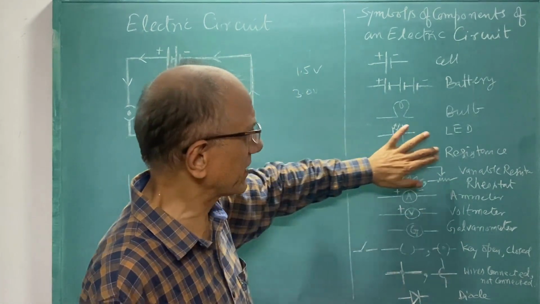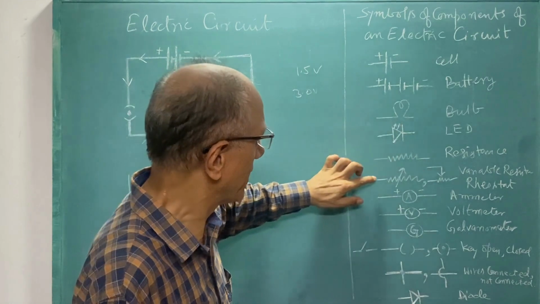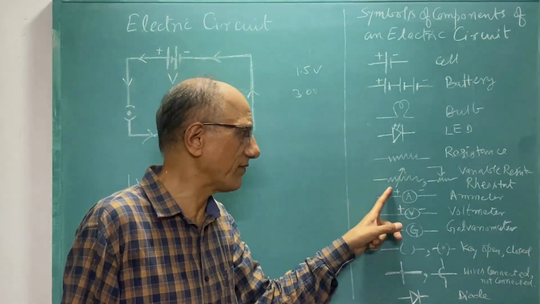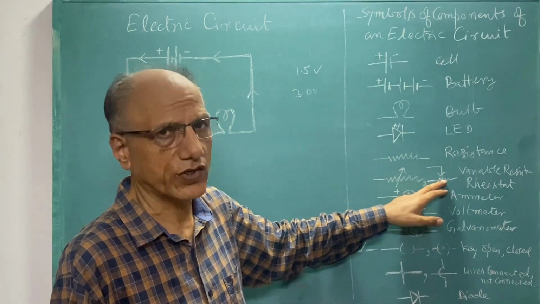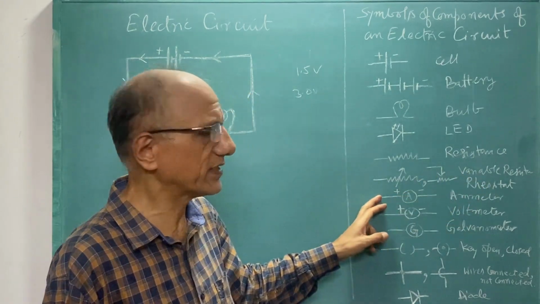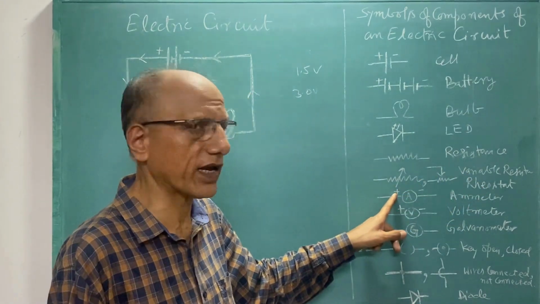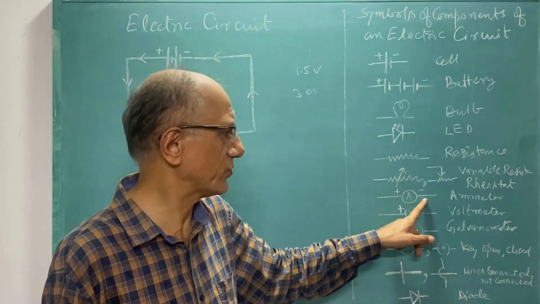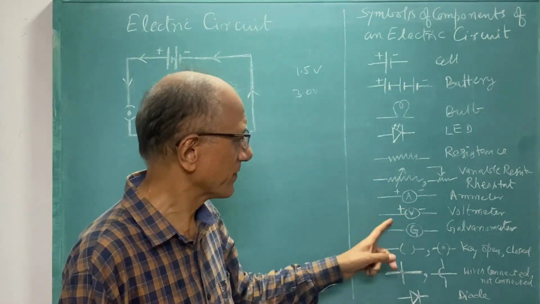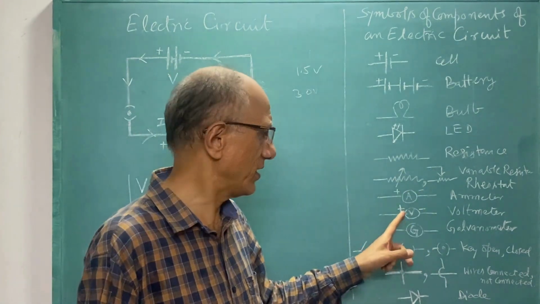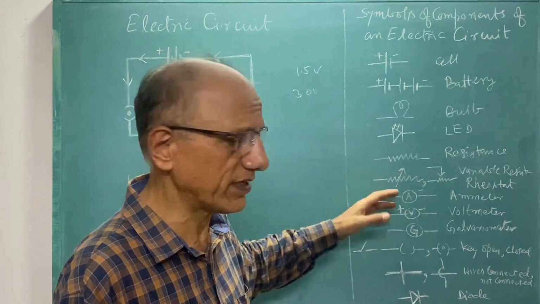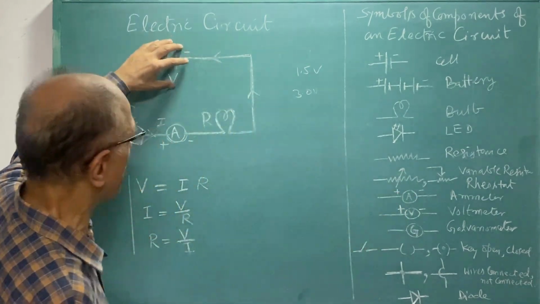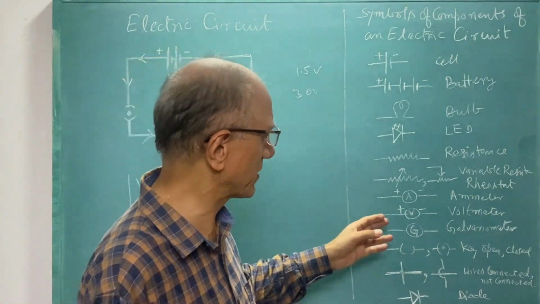So here the resistance, it is simple resistance. Here it is the variable resistance, or rheostat, you can say. This is the ammeter, it has the red terminal known as positive, and the black terminal is known as the negative terminal. Similar is the case with the voltmeter. This ammeter measures the current, this voltmeter measures the potential difference. Later on we will discuss them separately.